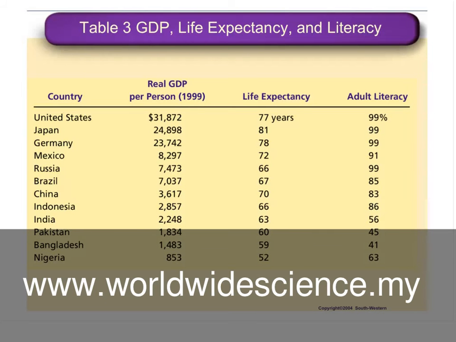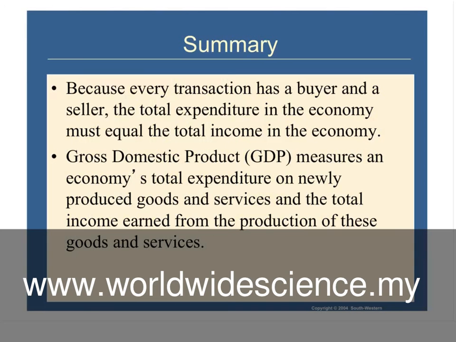So, in summary, because every transaction has a buyer and a seller, the total expenditure in the economy must equal the total income in the economy. It's pretty common sense, because there's always a buyer and a seller to a transaction. Gross domestic product measures an economy's total expenditures on newly produced goods and services and the total income earned from the production of these goods and services.